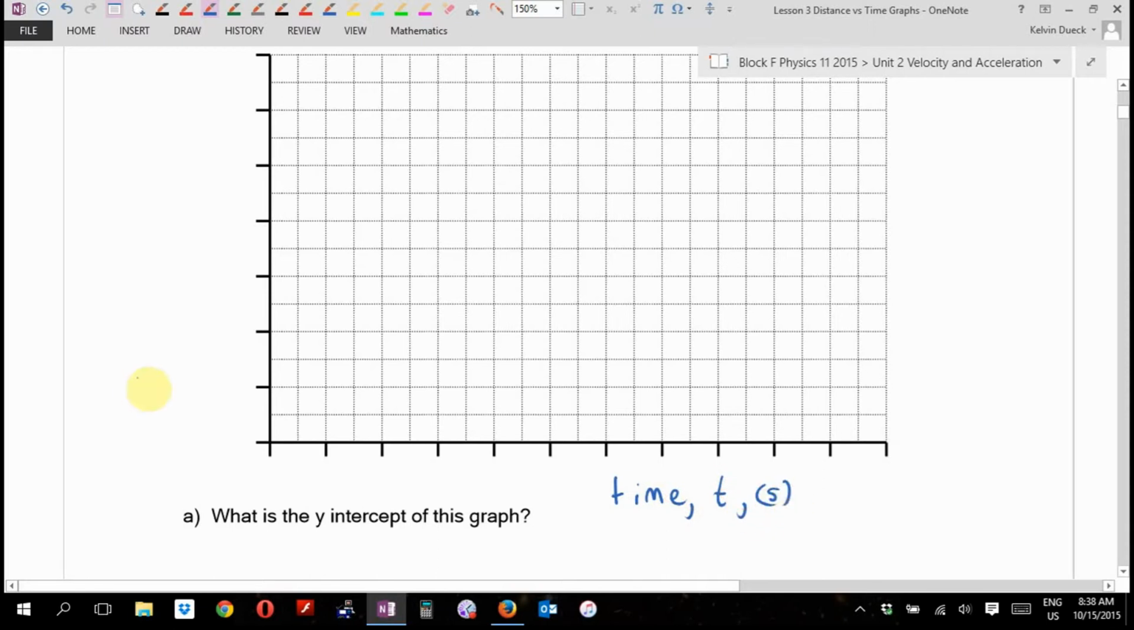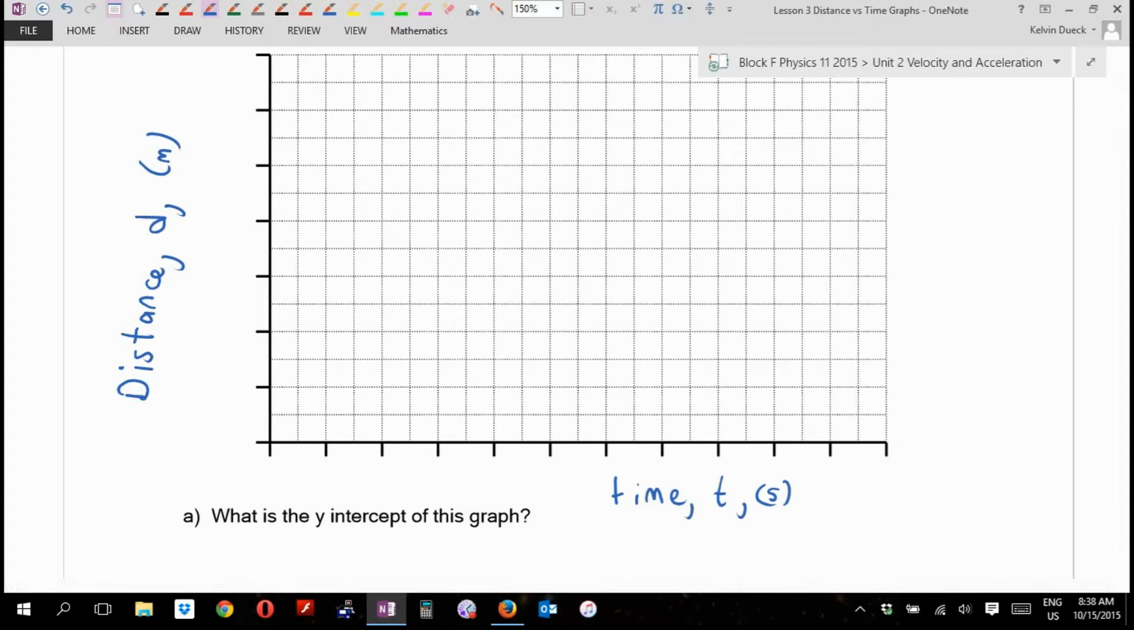And then distance goes on the y-axis. Distance or position, but I'll just call it distance. I think this is going to be a scalar, d, in meters. Then we need to pick a scale. In the time column, what's the biggest value that shows up? Can you look?